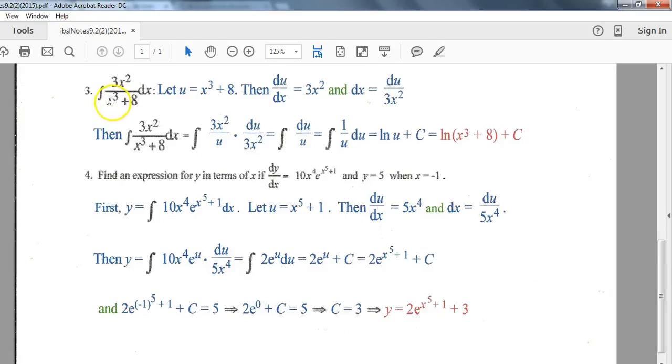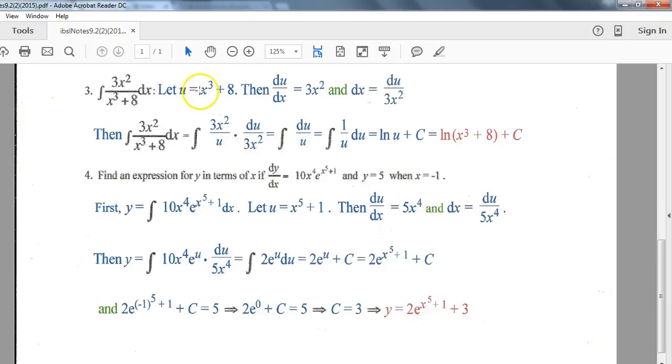But also recognize that if I were to take the derivative of this, I get 3x squared, which is what's going to cancel with that 3x squared. And so that also tells me I want this to be my u value, so that I can cancel out with this guy. So again, recognize that that's our interior function. So we're going to say u equals x to the third plus 8.